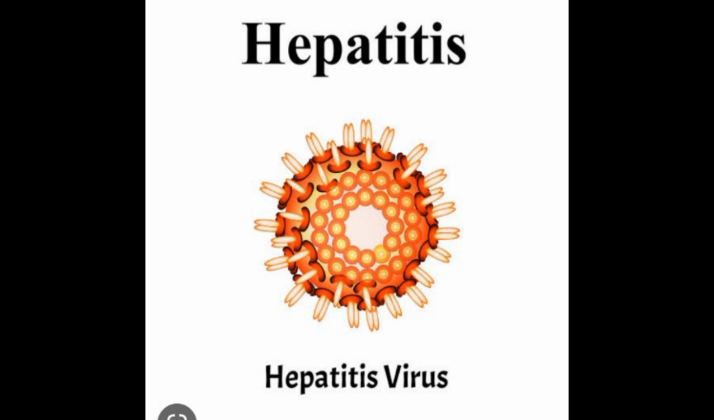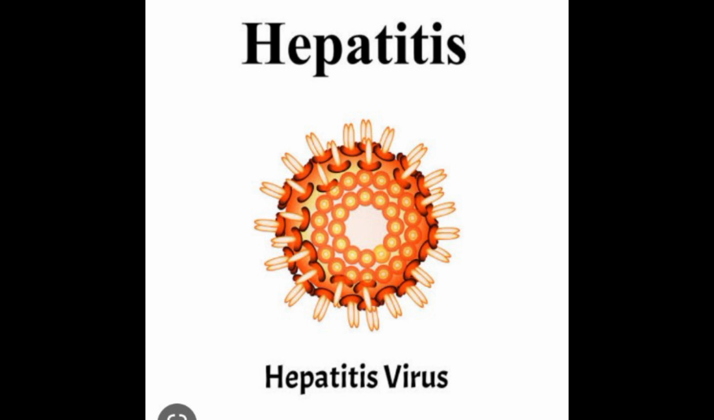Prophylaxis. General preventive measures: avoid use of unsterile needles, syringes and other materials. Screening of blood donors for hepatitis B surface antigen and hepatitis E antigen. Health education, immunization, passive immunization. Hepatitis B immunoglobulin can be given intramuscularly as early as possible after an accidental exposure to hepatitis B infection.